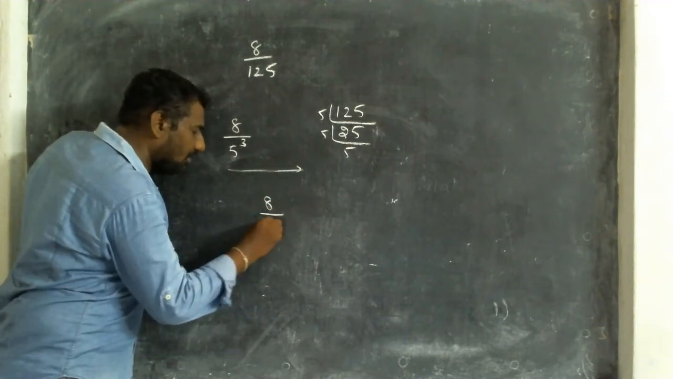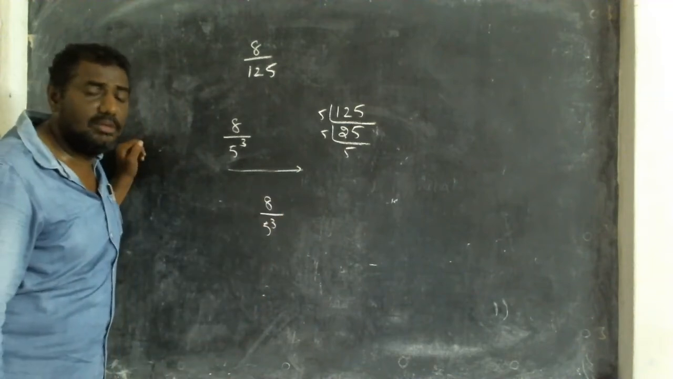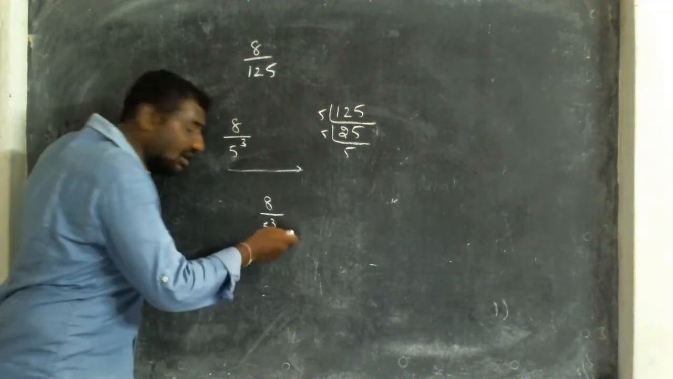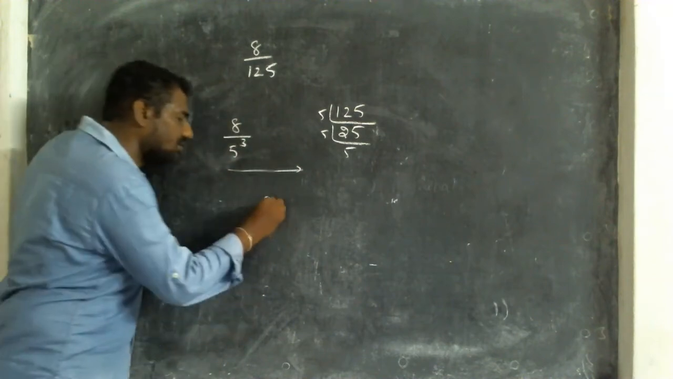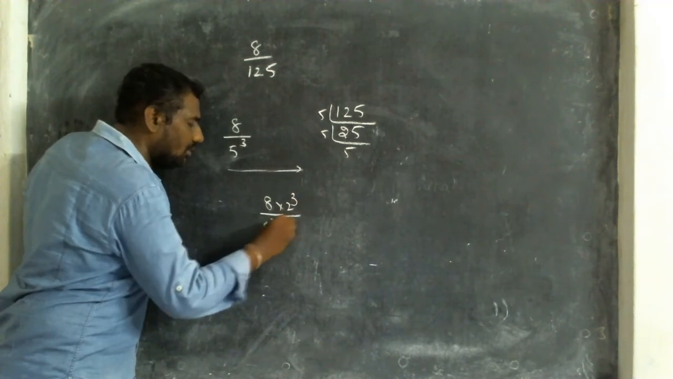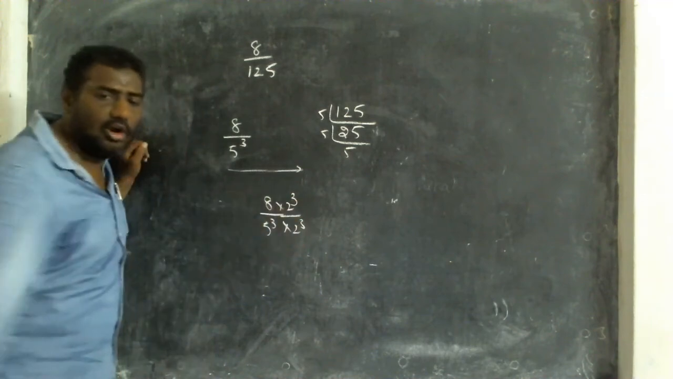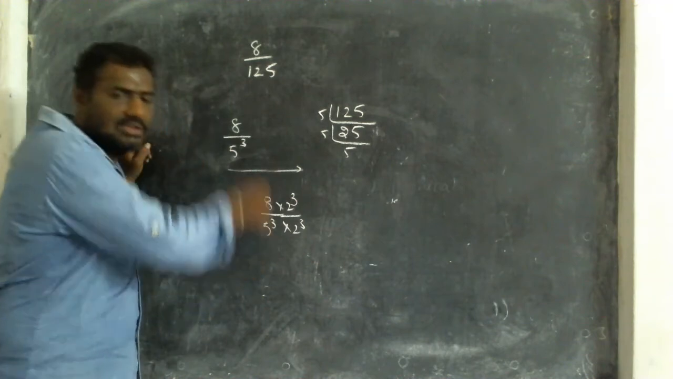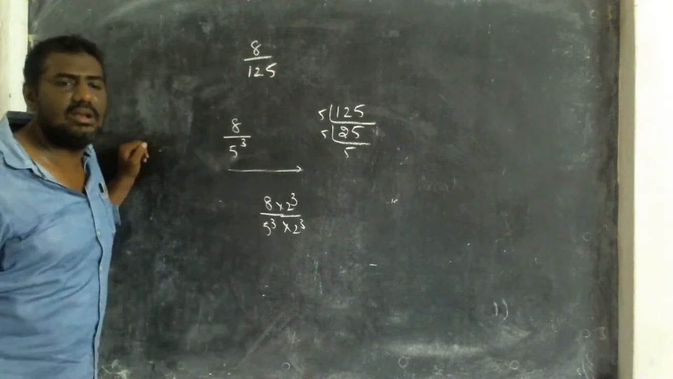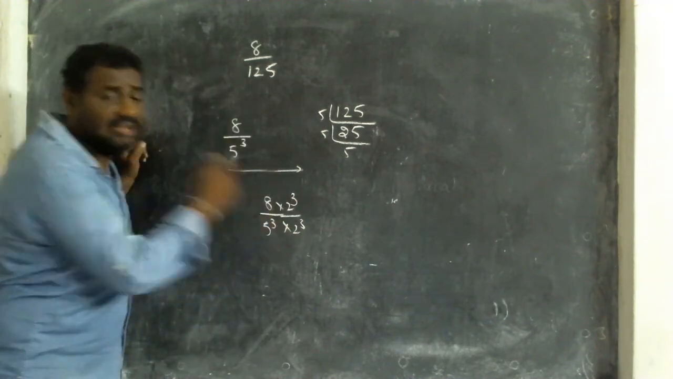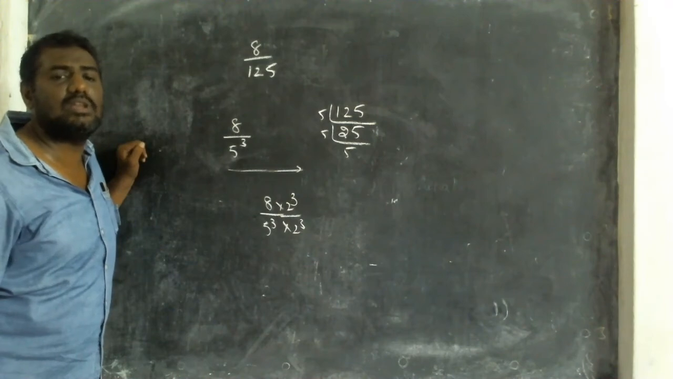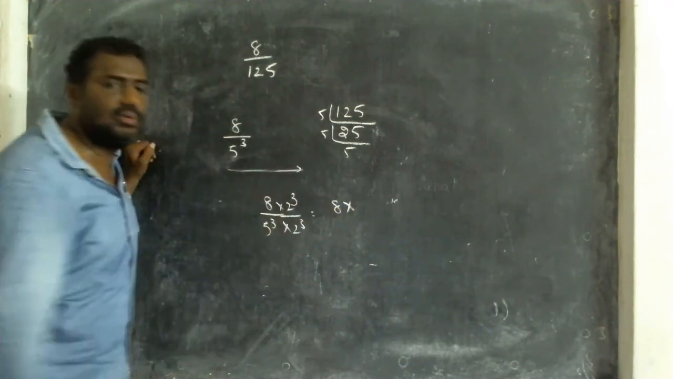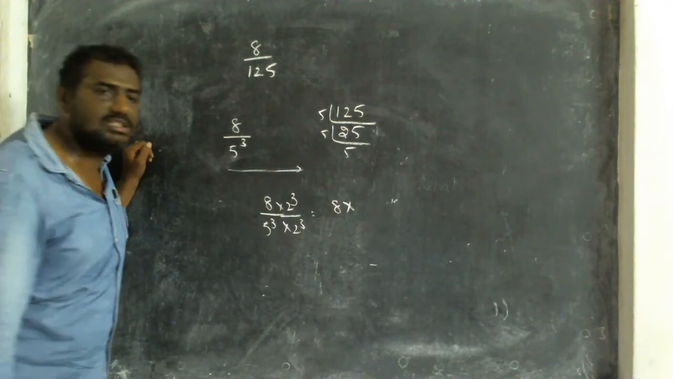8 by 5 power 3. Here no 2's. Here how many 5's are there? 3 5's. When there are 3 5's in the denominator, we must have 3 2's, so you have to multiply with 2 cube. How many 5's are there, that many 2's must be there. How many 2 powers are there, that many 5 powers must be there. Here 5 power 3 is there, and nothing is there for 2, so we multiply with 2 power 3. 8 into 2 power 3: 2 into 2 into 2 is 8.